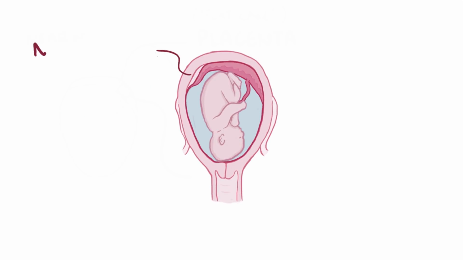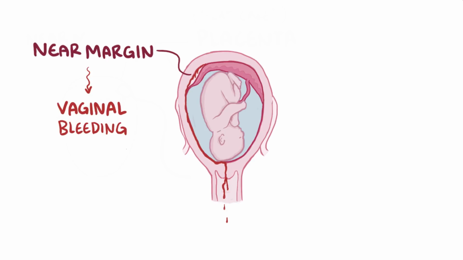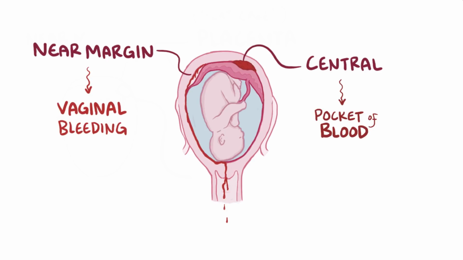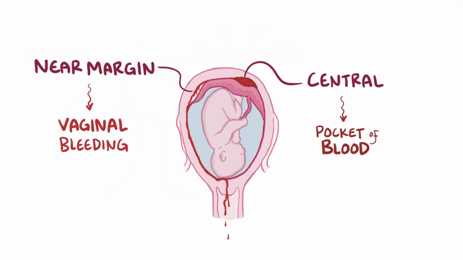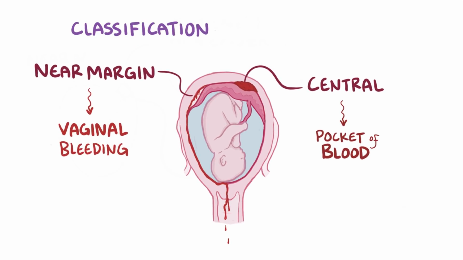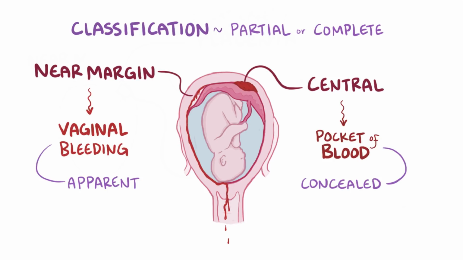If the separation's near the margin of the placenta, it can cause vaginal bleeding. But if the separation's more central, there might be a pocket of blood that stays concealed within the decidua basalis and the uterine wall. Placental abruption can be classified as either partial or complete, depending on the degree of separation from the uterine wall, as well as apparent or concealed, depending on whether vaginal bleeding is seen or not.